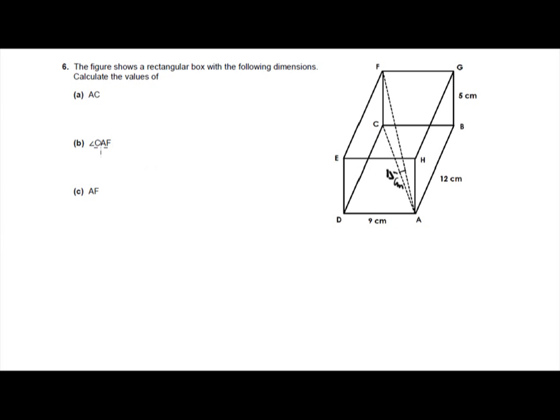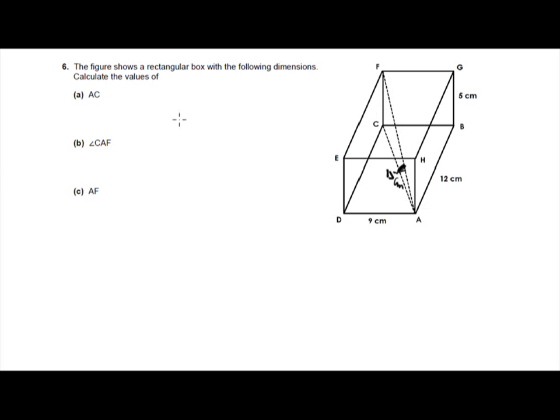This time we want to find the angle CAF. So CAF is the angle, and we want to find the measure of this angle. Again, like in the solution of 6a, the key here is to lift the right triangle containing the unknown. The unknown here is the angle CAF. So this is the triangle that we need to use.